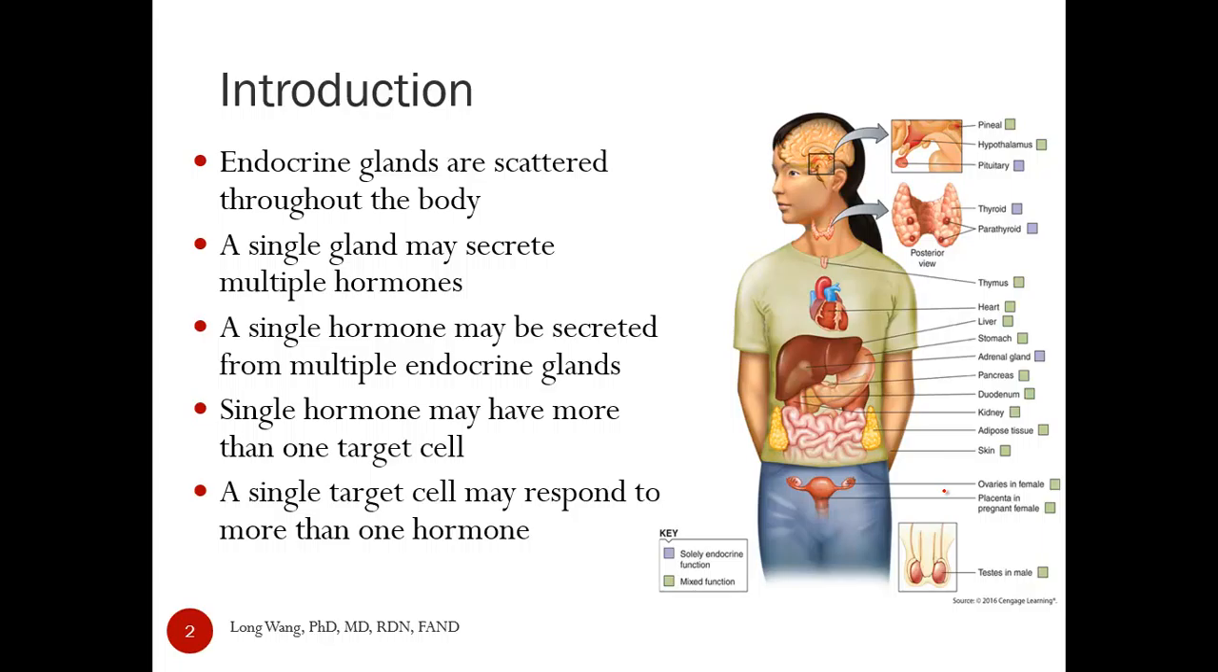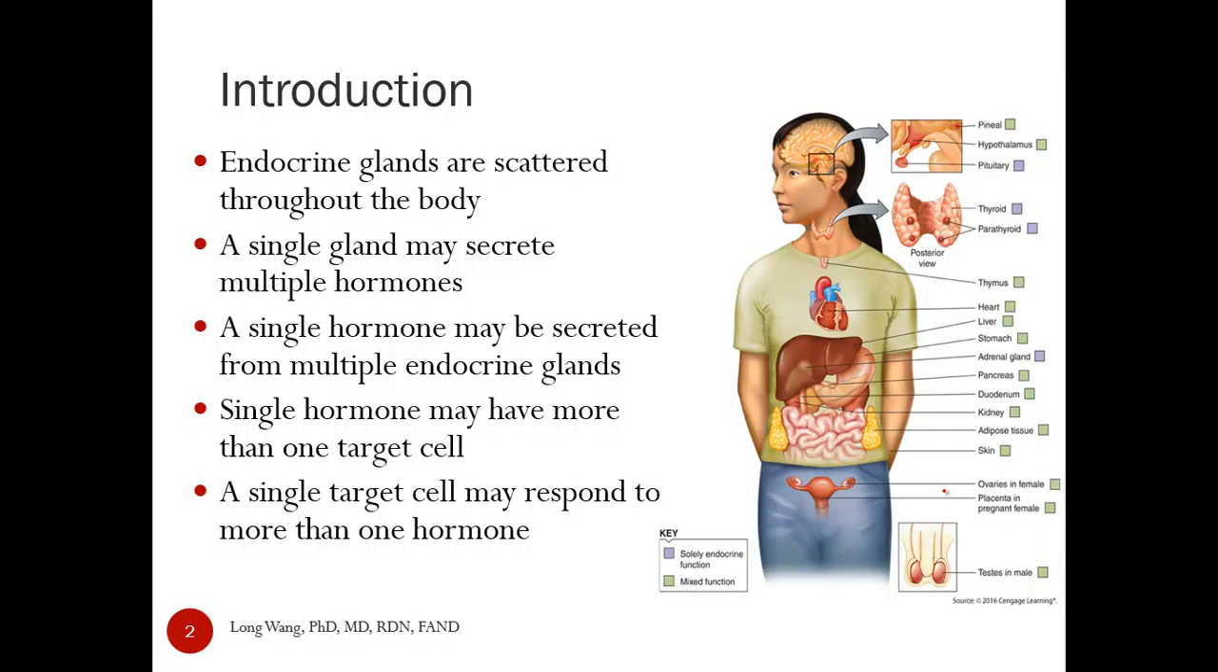In this figure, we can see that endocrine glands are scattered throughout the body. So they're not connected directly. In this sense, the endocrine system is quite similar to the immune system. Different glands secrete different hormones. Sometimes one single gland may secrete multiple hormones, as we'll see pretty soon in the pituitary gland. And sometimes a single hormone could be secreted by more than one endocrine gland.